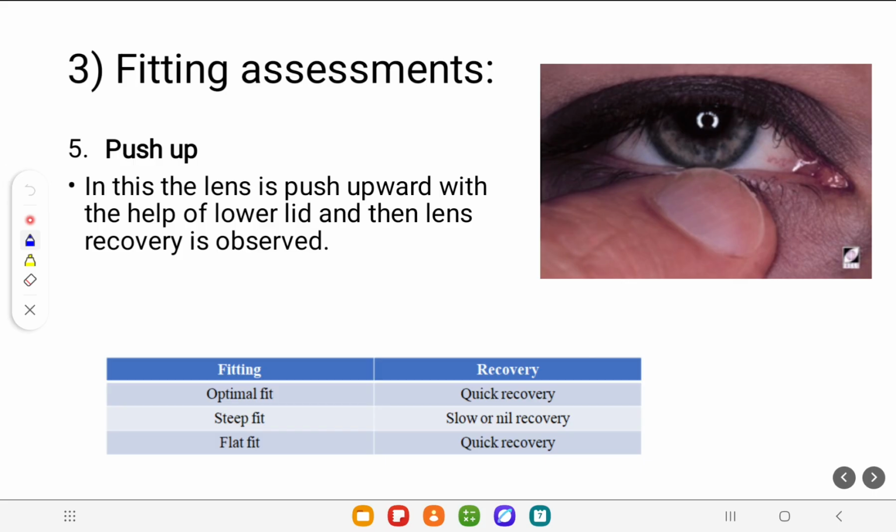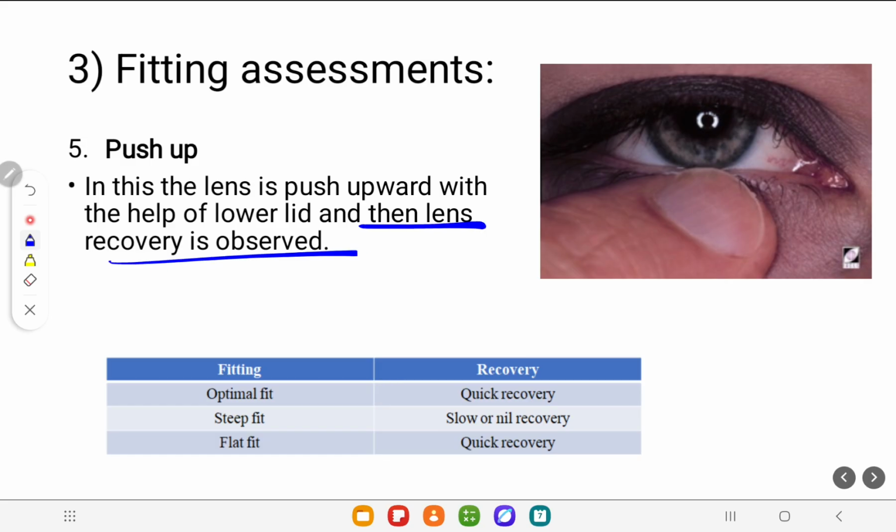If we have to distinguish whether a contact lens is a stiff fit, flat fit, or optimal fit: a flat fit you can definitely recognize from the very first moment of fitting. It's difficult for the patient, and its movement is high. But the difference between an optimal fit and a stiff fit is difficult, and that's where the push-up test comes in, especially the lower lid push-up test.